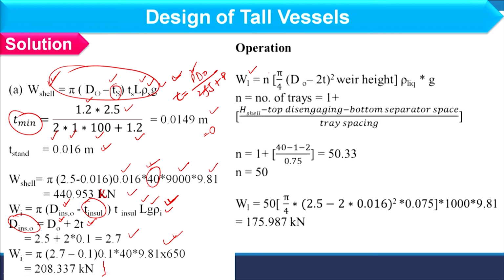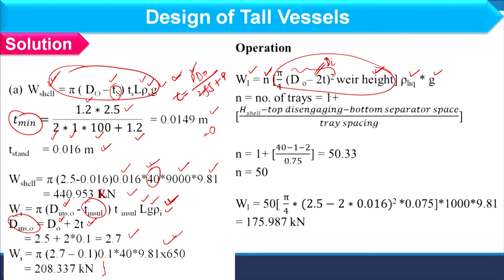So, here I have the weight of liquid, that is WL, which is equal to N, that is the number of trays, and pi by 4 (D0 minus 2T) square. So, that is nothing but the inner diameter, because the tray will be placed at the inner side of the distillation column, and whatever liquid is available over the plate will be decided by the weir height, right. So, this is basically the volume which is available over one plate. Okay. Multiply this by the number of trays into rho of liquid into g.